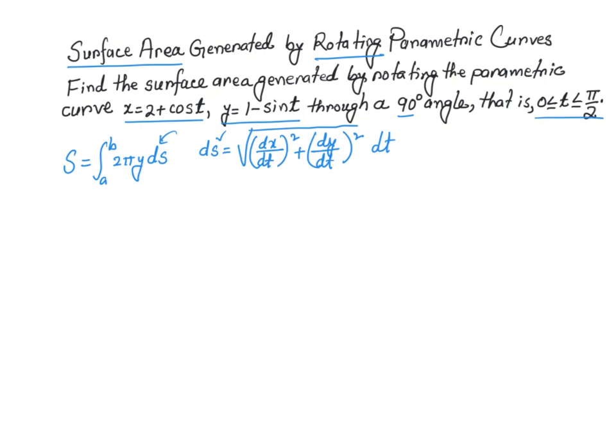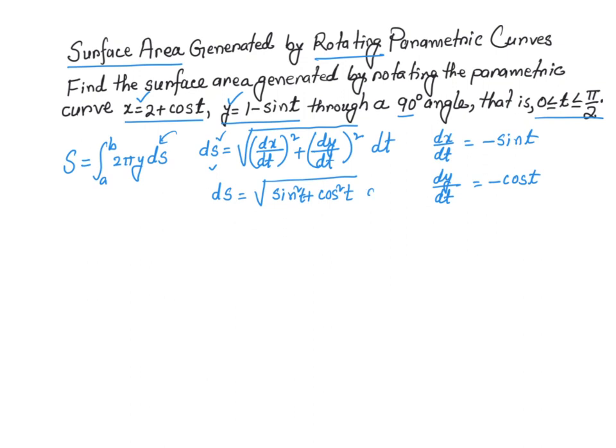So given my x, dx over dt is going to be the derivative of x with respect to t. The derivative of 2 is 0, and the derivative of cosine of t with respect to t is negative sine of t. And similarly, dy over dt is going to be the derivative of 1 minus sine of t, which is going to be negative cosine of t. Now I could go ahead and plug it into this. So that's going to give me ds is equal to the square root of negative sine of t whole square, which is sine square of t, plus cosine square of t. Negative cosine of t whole square is cosine square of t, which is just going to give me 1 dt. So ds is actually nothing but dt.